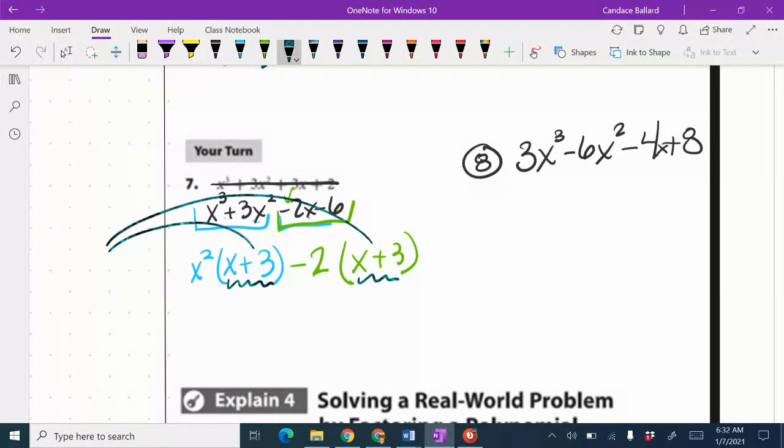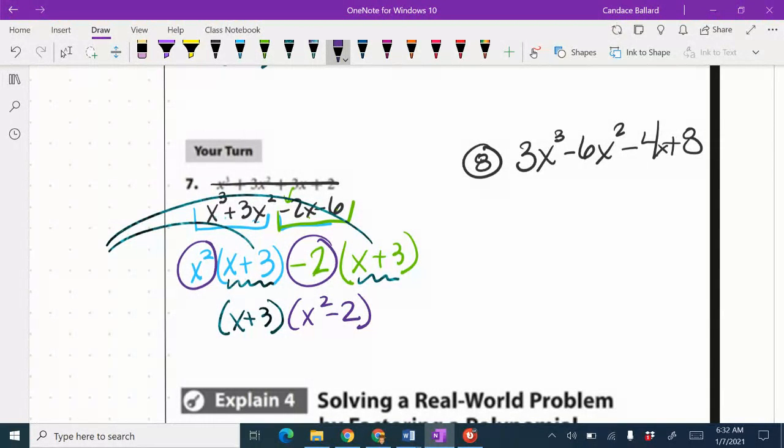When I have that ugly greatest common factor, I get to factor it out. I get to write it down 1 time. Okay. Then I'm going to write down everything else that's left behind. So I have x squared minus 2 left behind. So let's try this again in this example 8. So you might want to pause the video and write example 8 down.